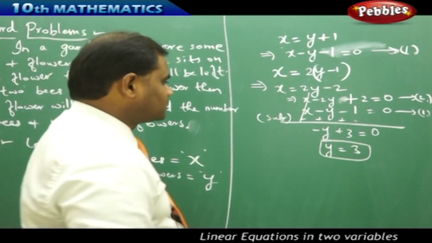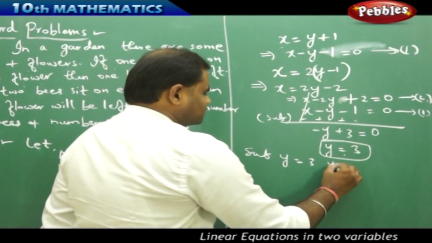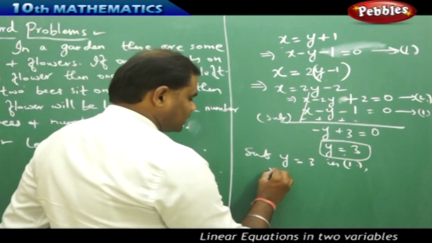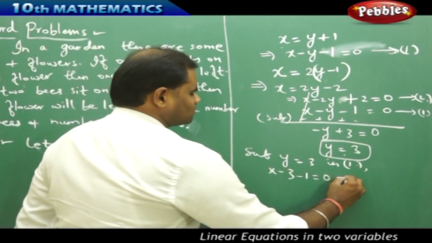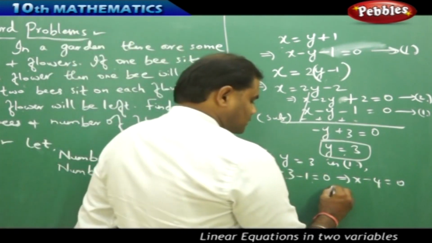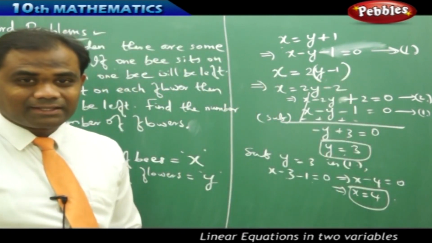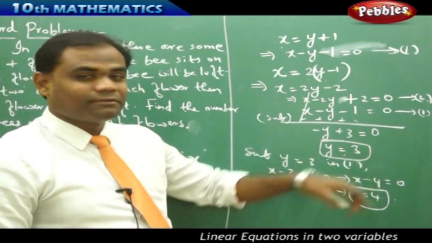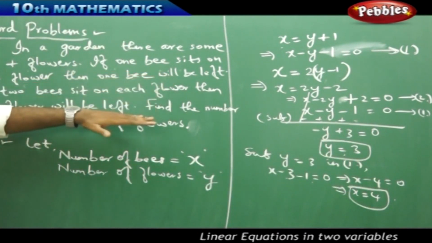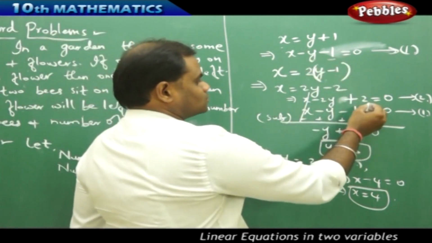And similarly, when I substitute this y in one of the equations, say I substitute y equal to 3 in equation 1, then I get the value of x. I get x minus 3 minus 1 equals 0, which is x minus 4 equals 0, and this is x equal to 4. Therefore, I get the conclusion that there are 4 bees and 3 flowers in the garden which satisfy the two conditions, condition 1 and condition 2 given in the statement.